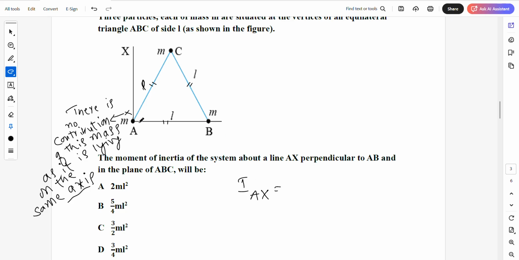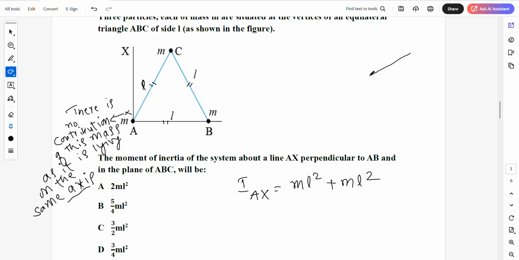So which is the other mass here, at a distance of how much? L square. Okay, what is the distance from this one? The perpendicular distance from A to C is how much? L. And what is the perpendicular distance from A to B again? L square. Okay, you have to assume like this.